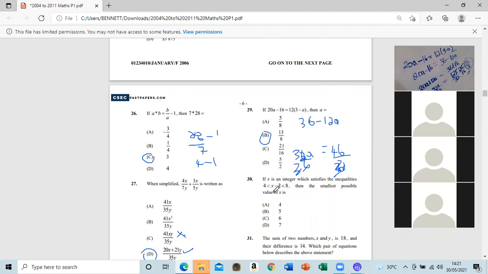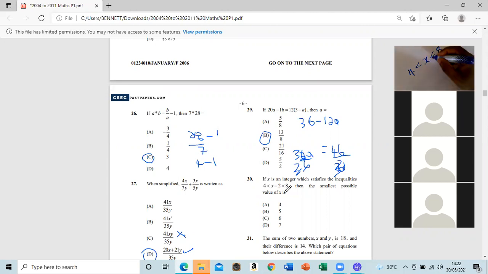All right, if x is an integer which satisfies the inequalities, x minus 2. Maybe I'll do that one again for my channel. You see, questions like these will rarely come. I like to make sure my students know them because that can be the difference between a grade 1 and a distinction, all right? So we're going to say grade 2.